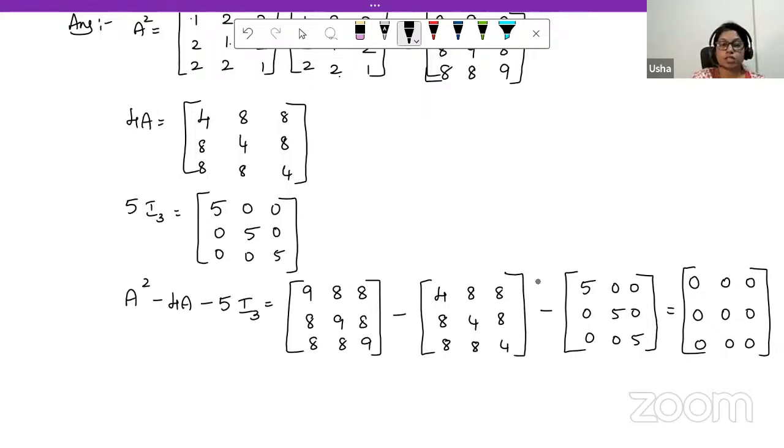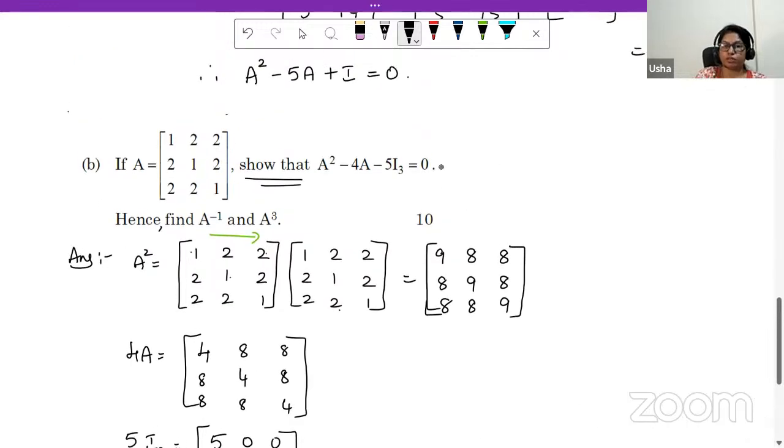Okay. So this question is for 10 marks. Out of this, one part will be for 5 marks, and these two are going to be for the remaining 5 marks. Hence, find A inverse. Now you are supposed to find what is A inverse. And to find A inverse, what we do is A into A inverse is equal to I. So there are two ways of finding A inverse. One is using the characteristic equation, or you can also find it using the usual lengthy procedure. Okay. So now we will find it using the characteristic equation.